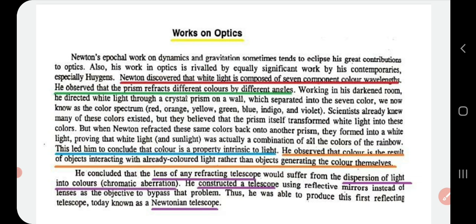Now let us discuss Newton's contributions in the field of optics. Newton discovered that white light is composed of 7 colors of different wavelengths, and he observed that a prism refracts different colors by different angles. That is, when white light is passed through a prism, it splits into 7 distinct colors, namely VIBGYOR: violet, indigo, blue, green, yellow, orange, red. That phenomenon is called dispersion. He explained that white light contains 7 distinct colors of different wavelengths, and he called that the color spectrum.